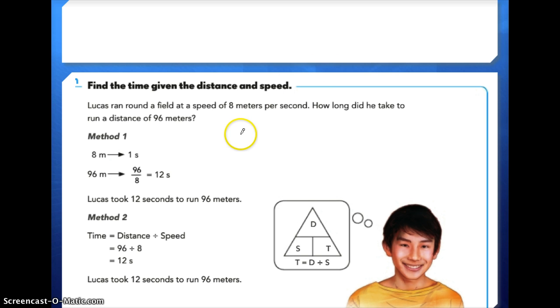So find the distance and speed. Find the time, given the distance and speed. So there's 2 ways to do this. And so here's method 1 and here's method 2. We're going to be talking about both of them today.